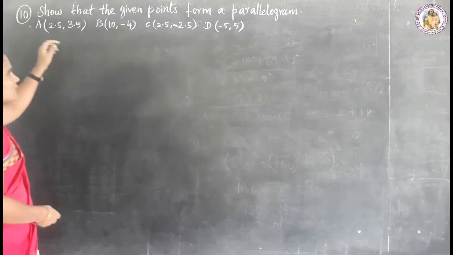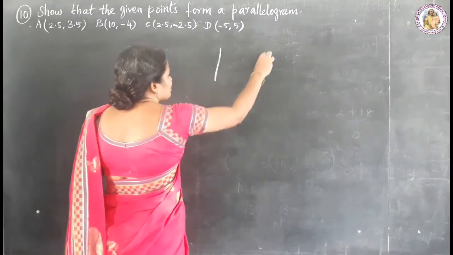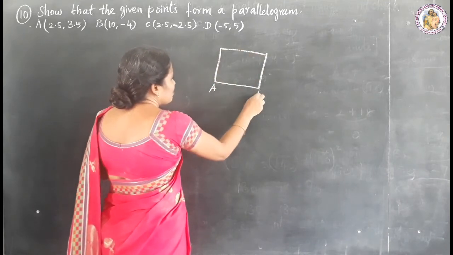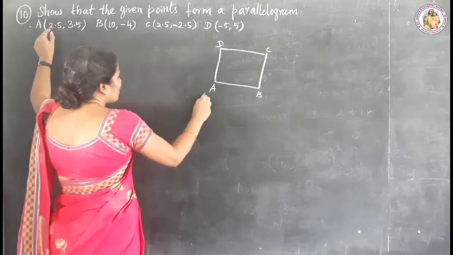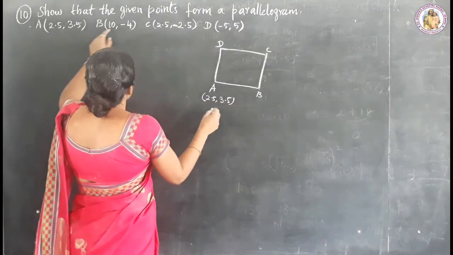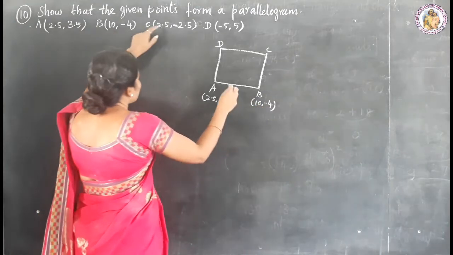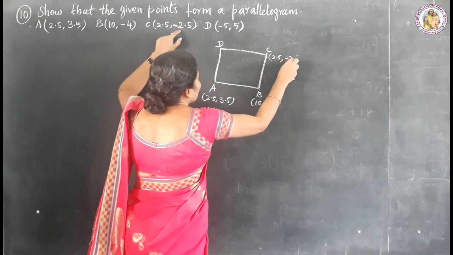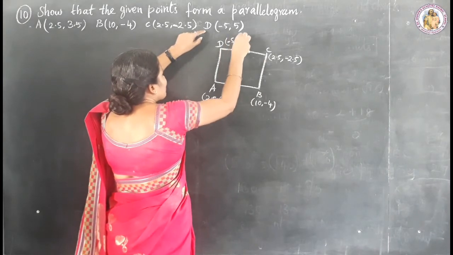Question number 10. Show that the given points form a parallelogram. Parallelogram ABCD, where A is (2.5, 3.5), B is (10, -4), C is (2.5, -2.5) and D is (-5, 5).